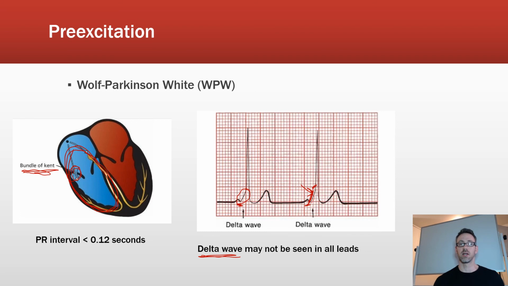Lown-Ganong-Levine is another type of pre-excitation where you can have a decreased PR interval and no delta waves.